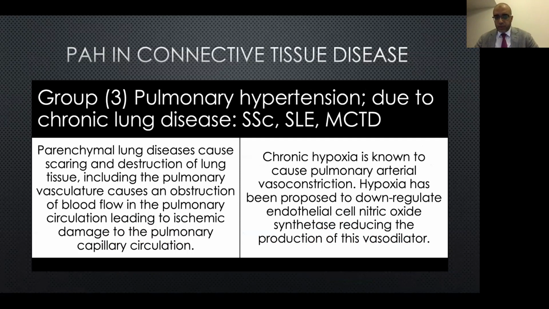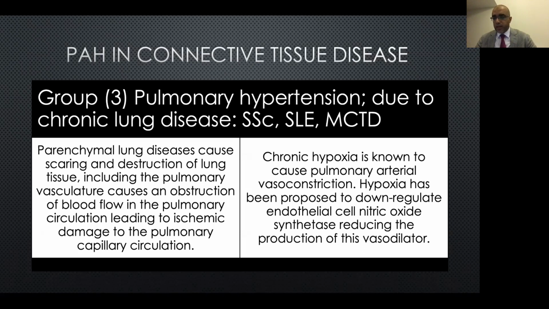The second most common is pulmonary hypertension due to chronic lung disease and chronic hypoxia, associated with systemic sclerosis, SLE, and mixed connective tissue disease in cases of pulmonary or lung involvement, as all these three diseases are associated with a high percentage of patients having lung fibrosis or interstitial lung disease. Parenchymal lung disease causes scarring and destruction of the lung tissues, including pulmonary vasculature, also obstructing blood flow in the pulmonary circulation and leading to ischemic changes.